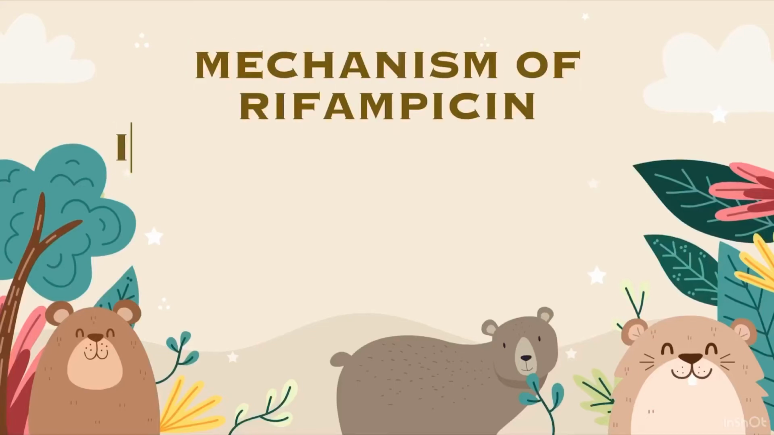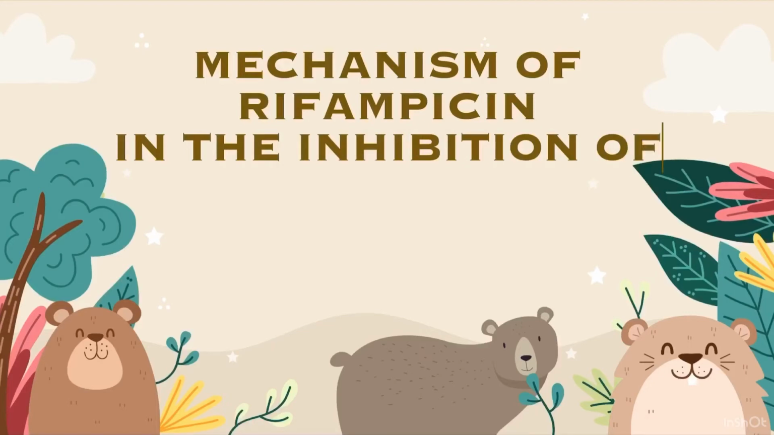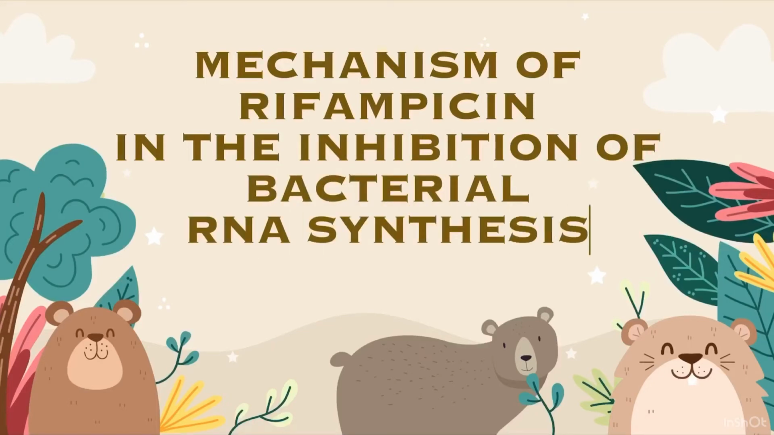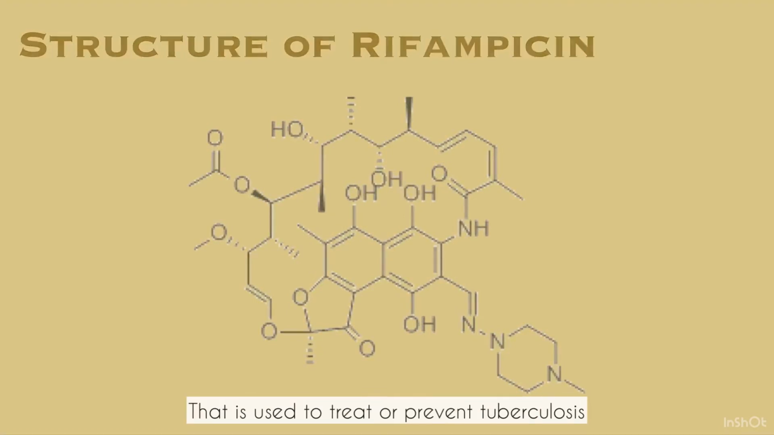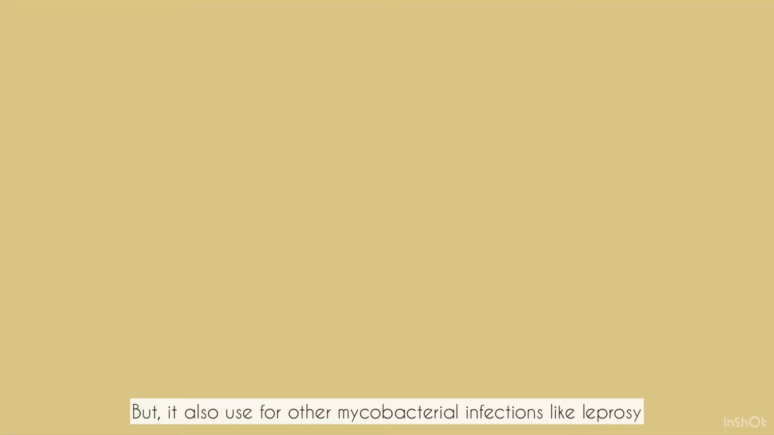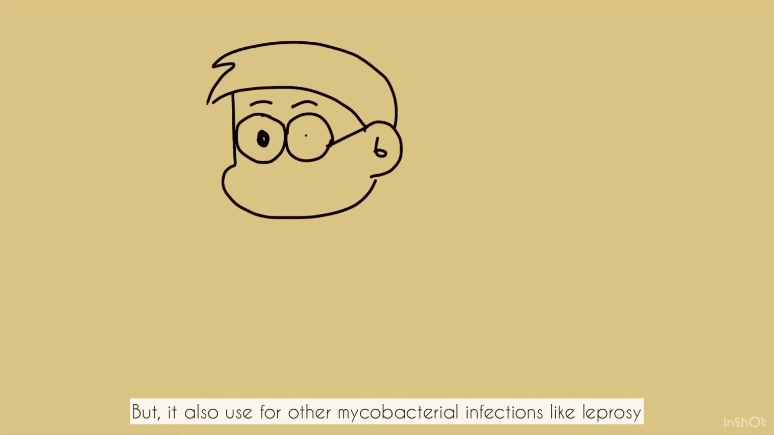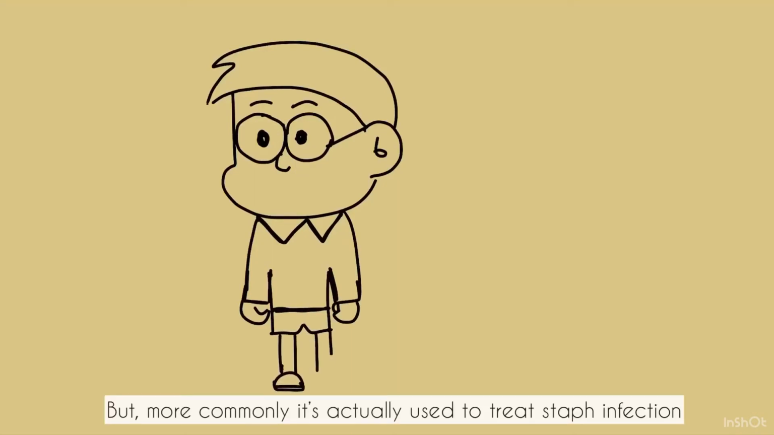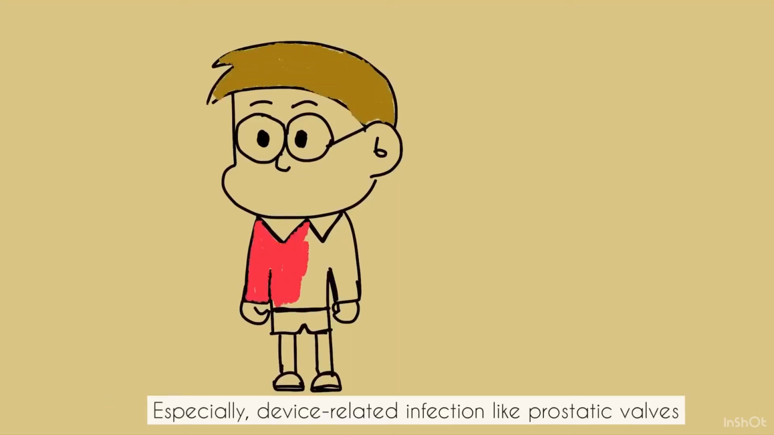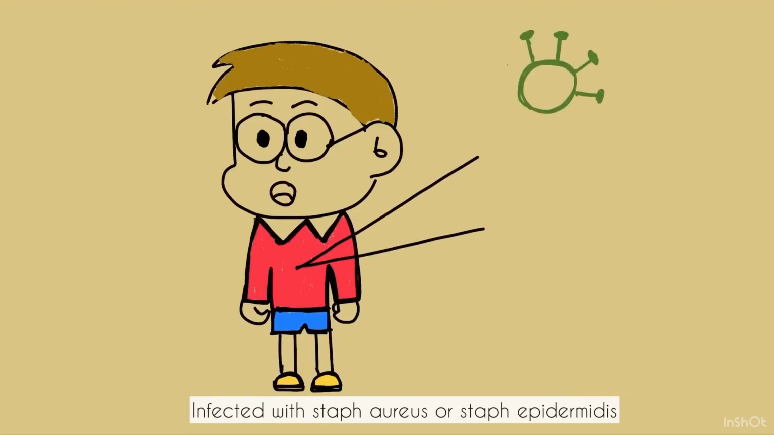Mechanism of rifampicin in the inhibition of bacterial RNA synthesis. When we talk about rifampicin, it is not only an antibiotic that is used to treat or prevent tuberculosis, but it is also used for other mycobacterial infections like leprosy. More commonly, it's actually used to treat staph infection, especially device-related infection like a prosthetic valve infected with Staph aureus or Staph epidermidis.